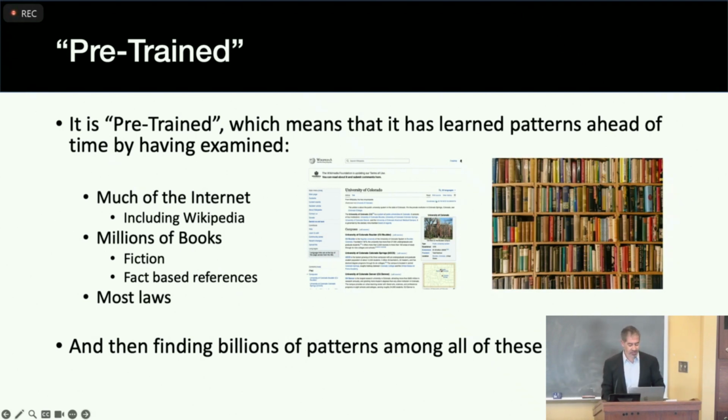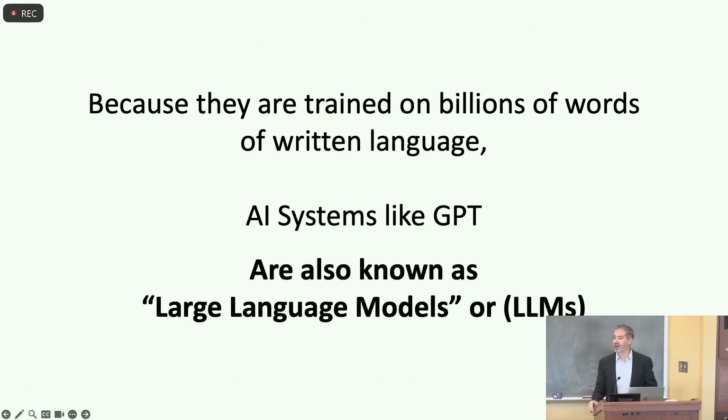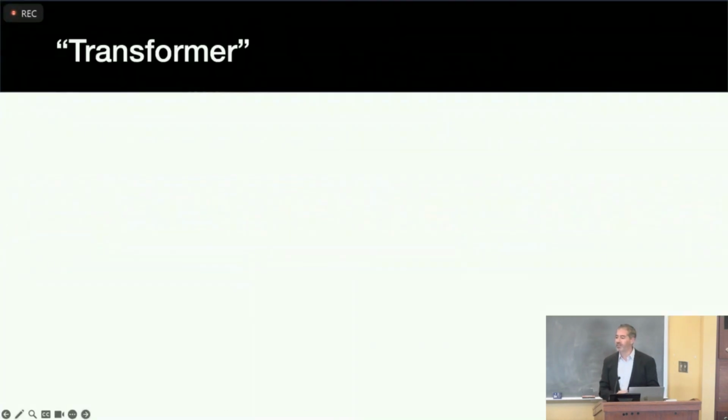So that's the P in GPT. And another term you might see out there is large language models, or LLM. Something like GPT is known as a large language model because it uses vast quantities of language during its pre-training to learn the different patterns of thought or language. And then finally, the T part.